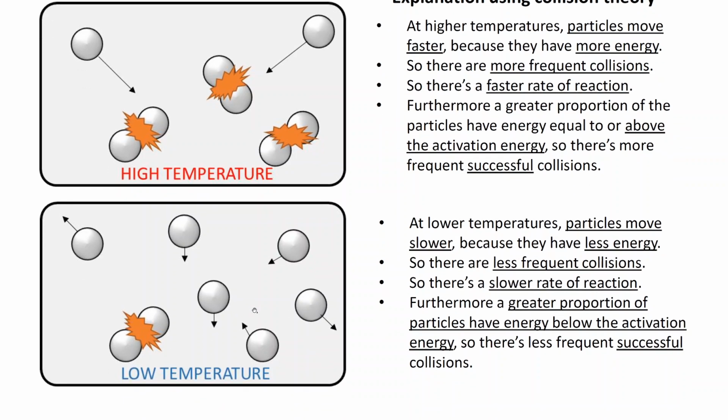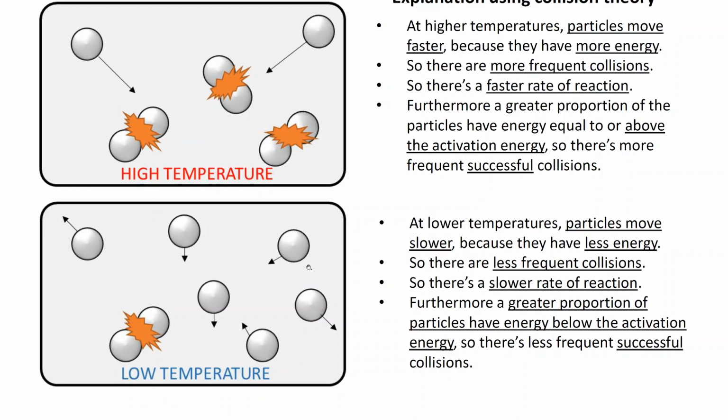Here we've got some particles at a lower temperature. You can see I've drawn smaller arrows here to show that they're moving slower. The reason at lower temperatures they move slower is because they have less energy. Moving slower with less energy is going to mean that there's less frequent collisions. So if our frequency of collisions has decreased, then we're going to have a slower rate of reaction.